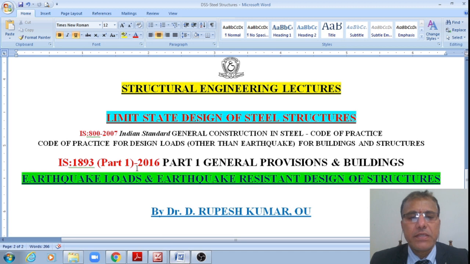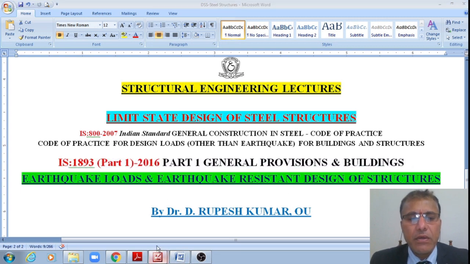Whereas in the previous class we have seen the wind loads acting on structures and buildings, conforming to IS 875 part 3, now in today's class we shall see the earthquake loads and earthquake resistant design of structures, conforming to IS 1893 part 1 2016. Part 1 deals with the general provisions and buildings.